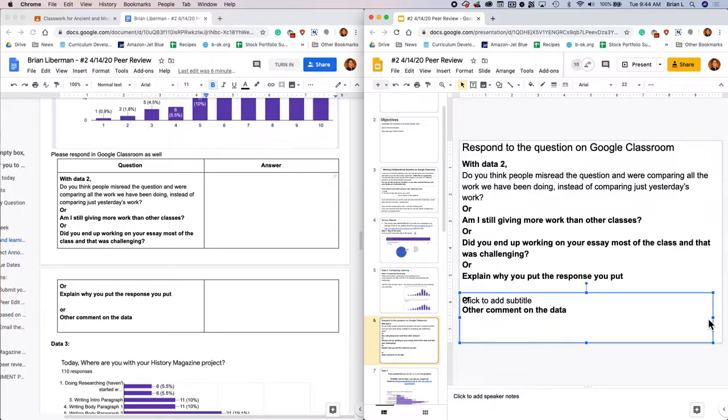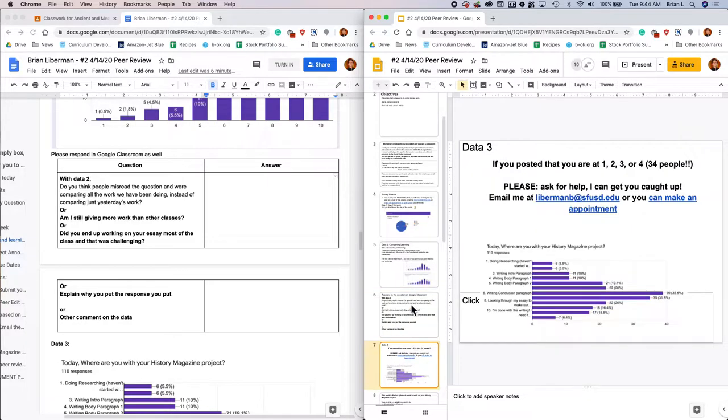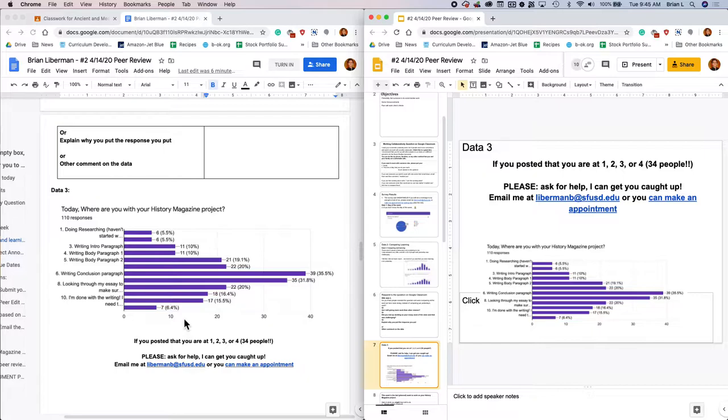Okay, and now looking at data three, I see that there are about 34 people who are still in the writing paragraphs one and two kind of place, right? That's pretty behind. That's a lot of you that are kind of behind. I don't know who you are unless you contact me. I want to help you, right? Usually I would just be like, hey, let me see your essay really quick in class, but I can't do that. So please email me or you can make an appointment with me.